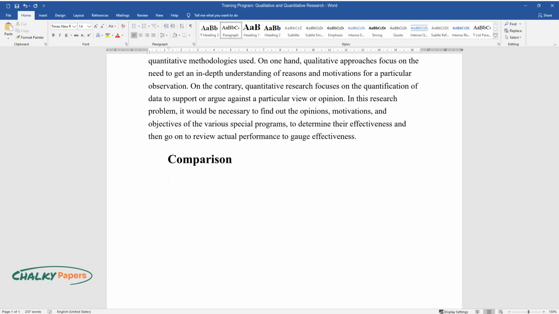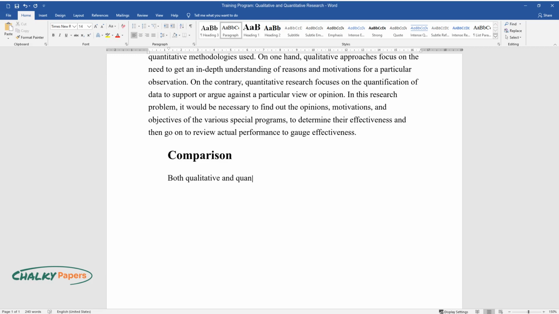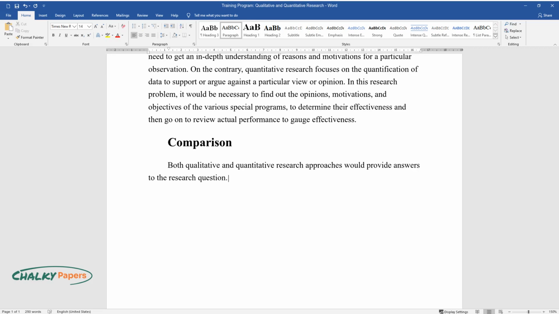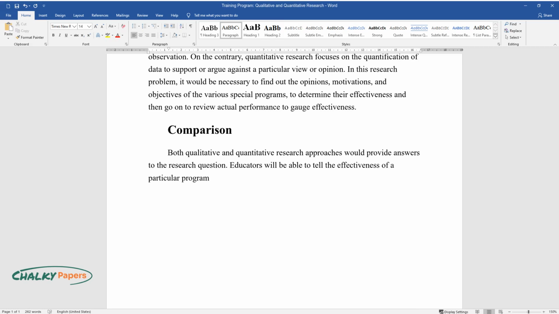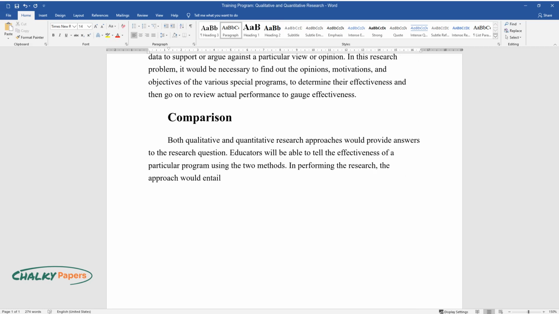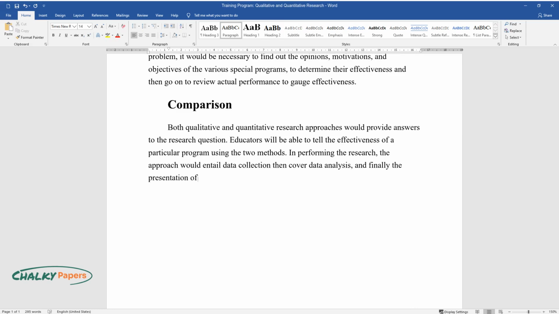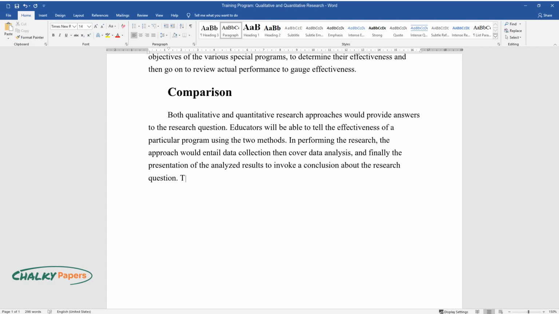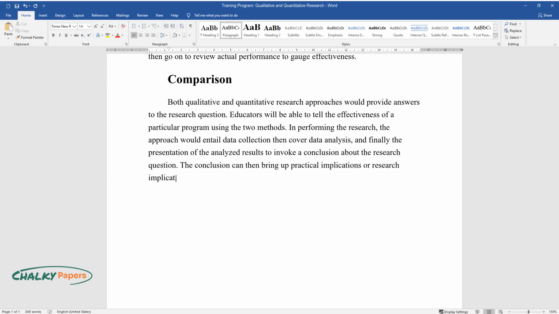Comparison. Both qualitative and quantitative research approaches would provide answers to the research question. Educators will be able to tell the effectiveness of a particular program using the two methods. In performing the research, the approach would entail data collection, then cover data analysis, and finally the presentation of the analyzed results to invoke a conclusion about the research question. The conclusion can then bring up practical implications or research implications relevant to the particular study.